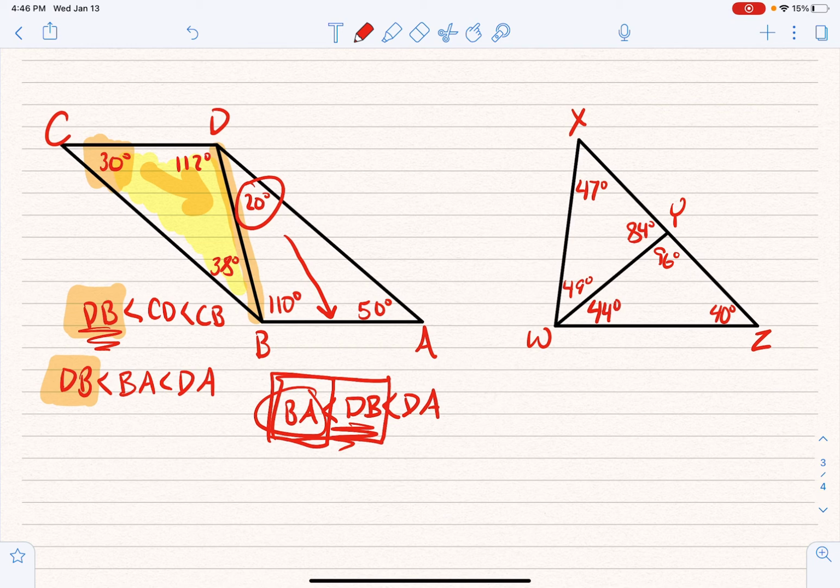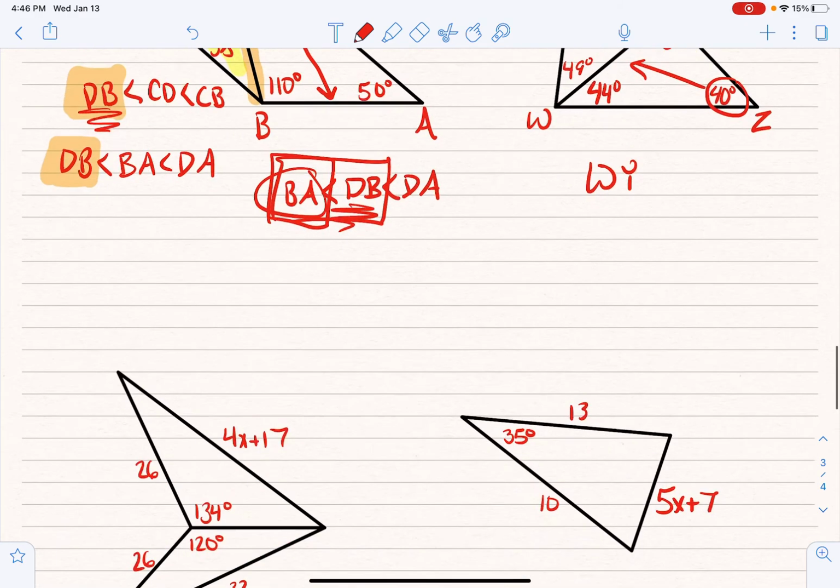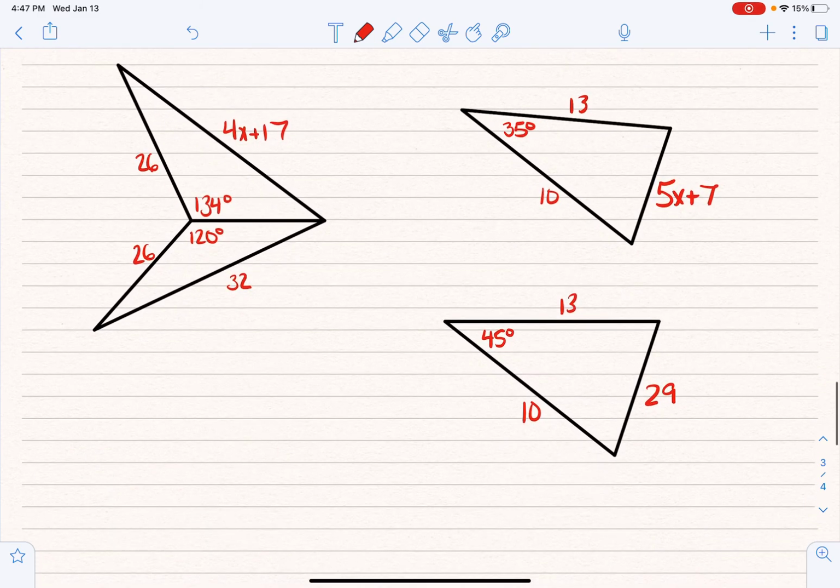All right, let's look at the last one. For this one, the smallest angle in here is this one, so that would be the smallest side. The smallest angle in this one is here, and so that would be the smallest side. WY is the smallest side. Okay, home stretch. Now some of this new stuff with the hinge theorem.